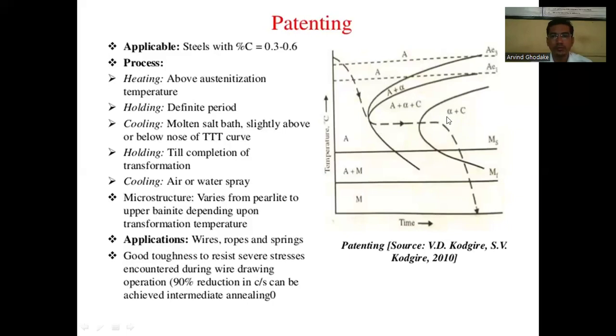After that, we perform spray cooling or air cooling, so that the remaining austenite is converted into martensite. And finally, we get the martensite phase, that is the hardened phase, with the help of this heat treatment process. So in this way, we can study all types of heat treatment processes.